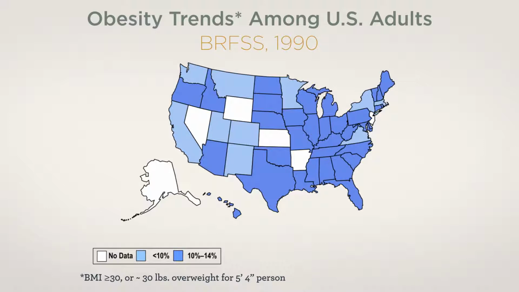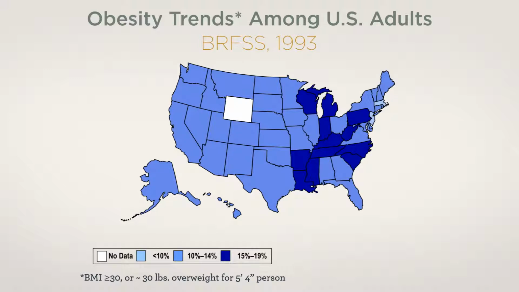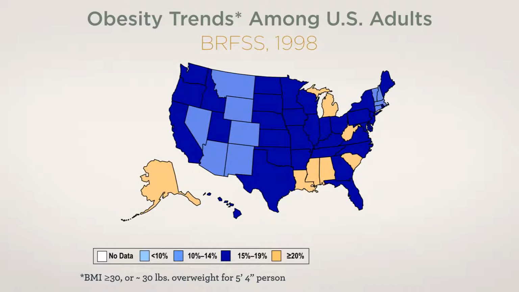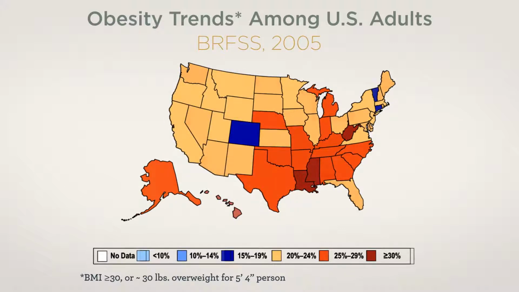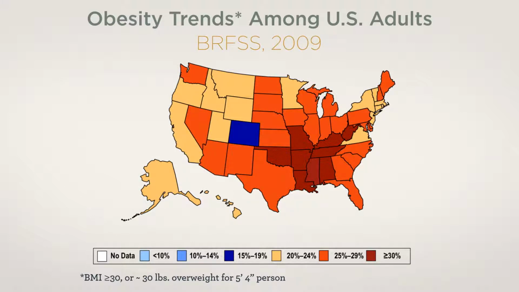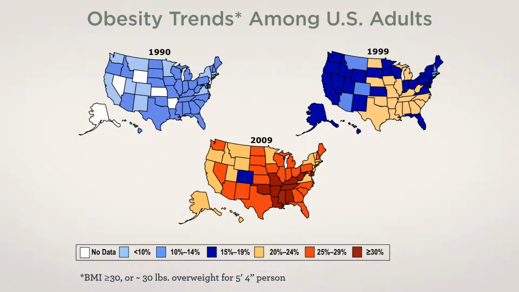As they followed this over time, every couple of years we had to add new categories as the obesity epidemic progressed. Here we are in 93, up to above 15%, 98, above 20%, 2002, above 25%, 2005, above 30%. And here we are in 2009, now with 30 states, more than 30% of the adults being obese. Here's a comparison from 1990 to 2009 where you can see them next to each other.